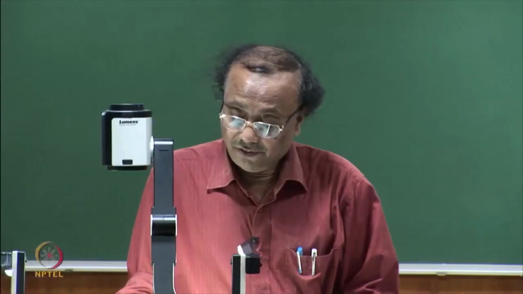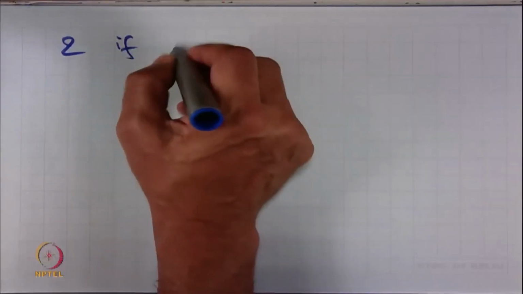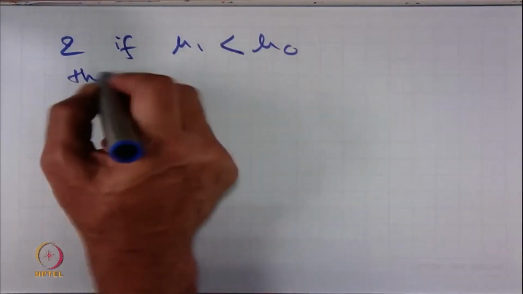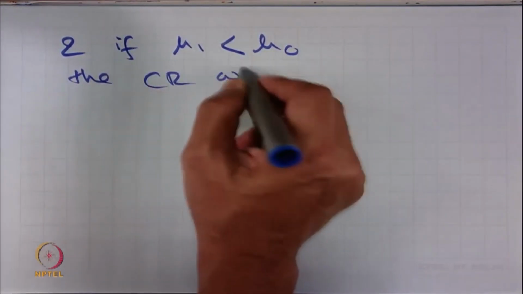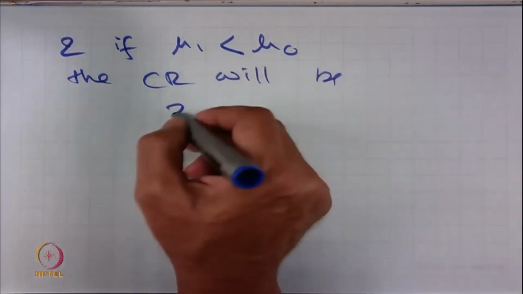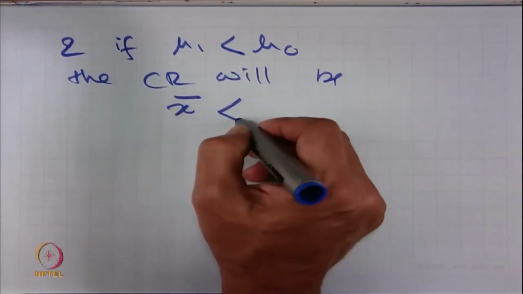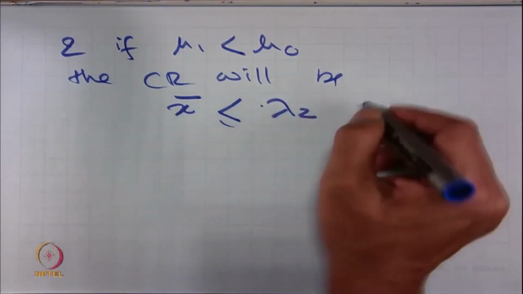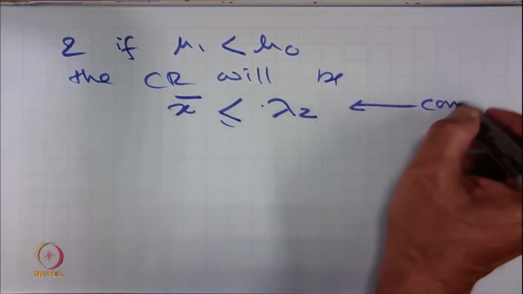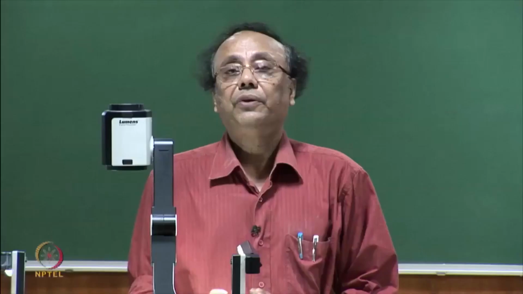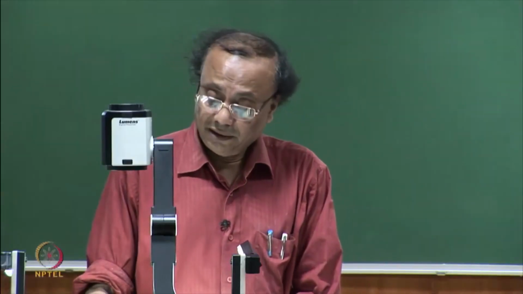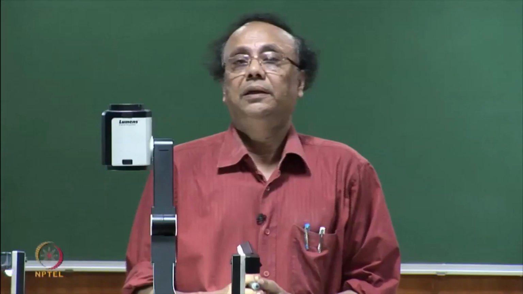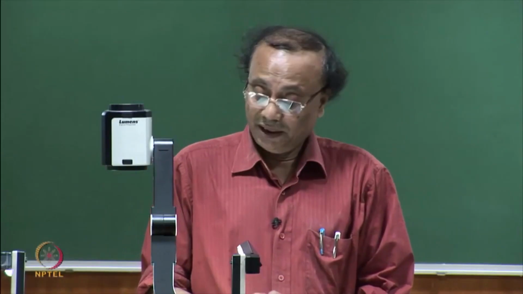and if mu 1 is less than mu naught, the CR will be x bar less than equal to lambda 2 constant. And we can obtain the value of lambda 1 or lambda 2 by using the normal table.